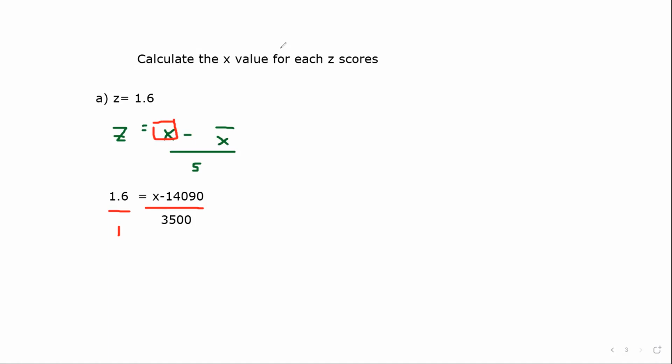So, let me get rid of this here. Not that it's wrong if you put it there, but the step is going to look like this. We're going to say 3,500 times 1.6, that's already there, is going to equal 3,500 times the fraction. So I have 3,500 times x minus 14,090.